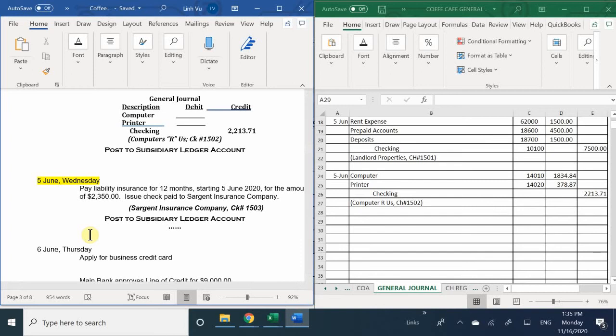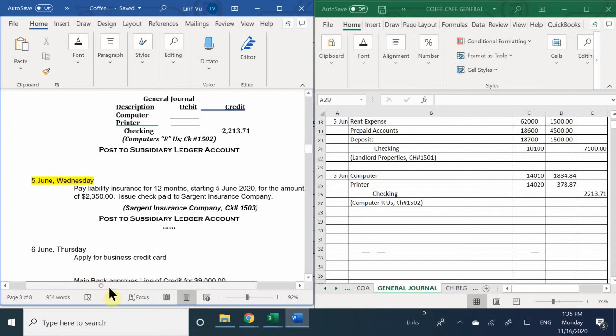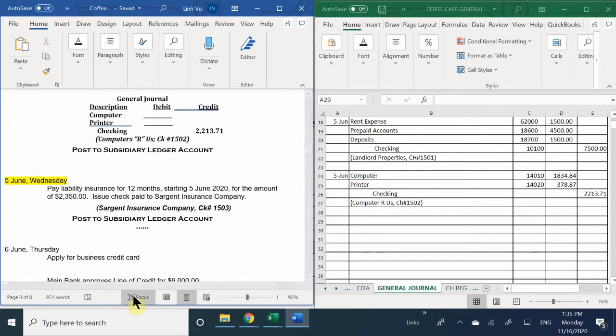On June 5th, we have to pay for insurance. So let's read this scenario here. We paid liability insurance for 12 months starting on the 5th of June of 2020, for the total amount of $2,350. Issued check paid to Sargent Insurance Company. So what should I do here?